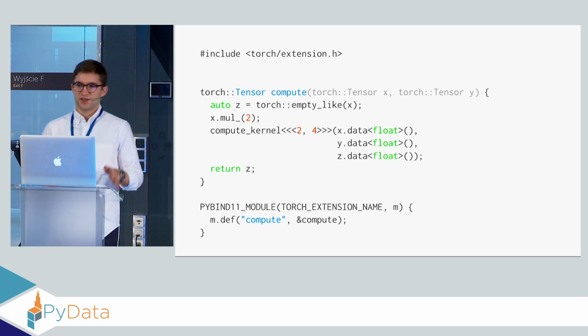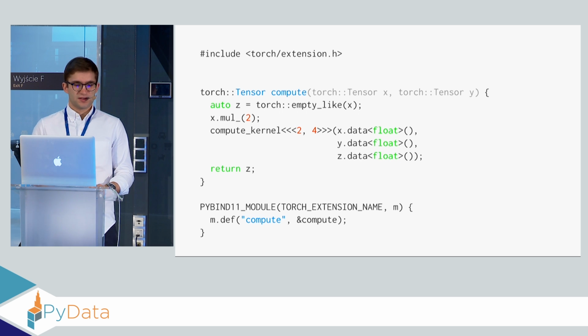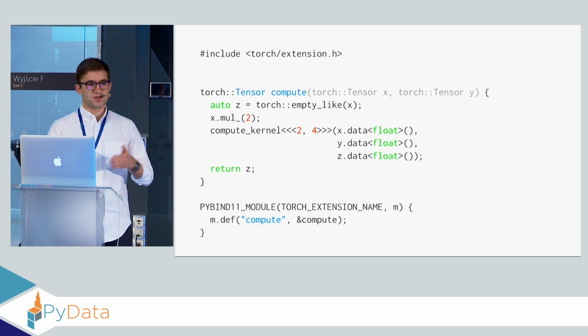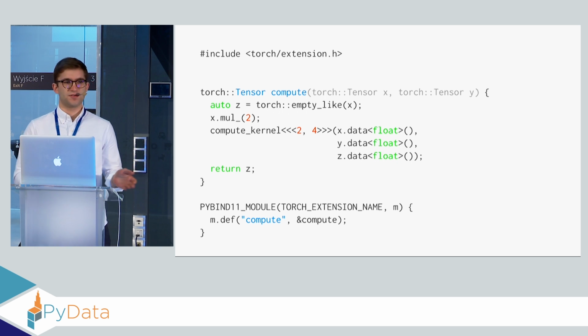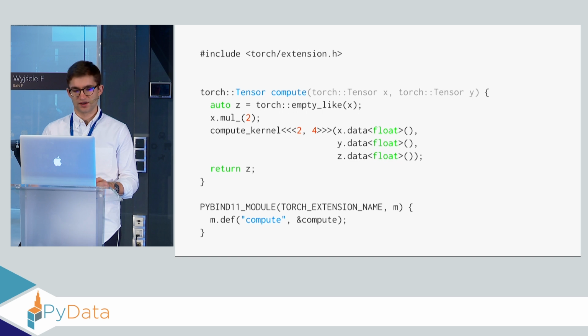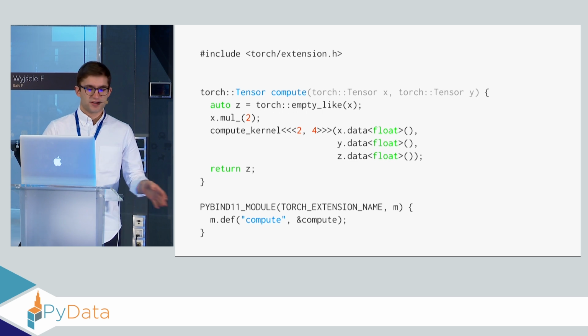So extensions have been around for a few months now, I think. Basically what they let you do is port some of your code from Python to C++, either because you want to interface with some other C++ libraries, or because you have custom CUDA kernels, because again, you want to speed up your thing. So here's an example of a function that basically allocates a new tensor, multiplies some other tensor by 2, and then just launches a CUDA kernel.